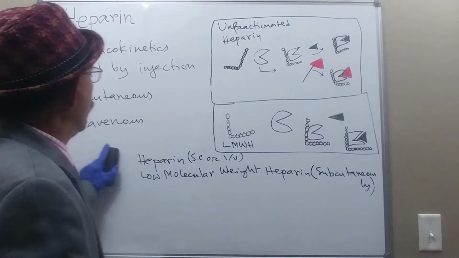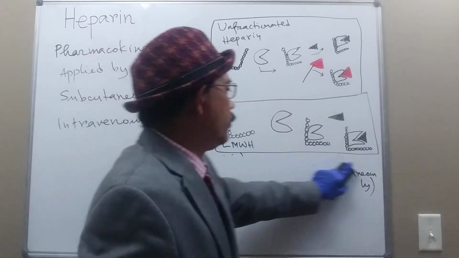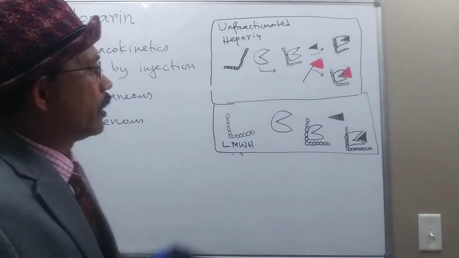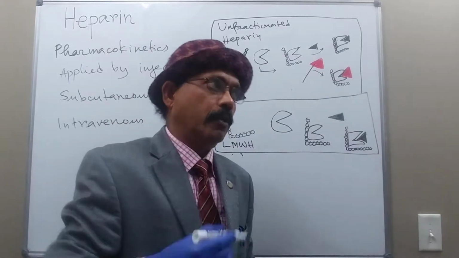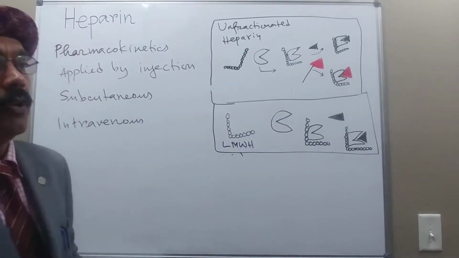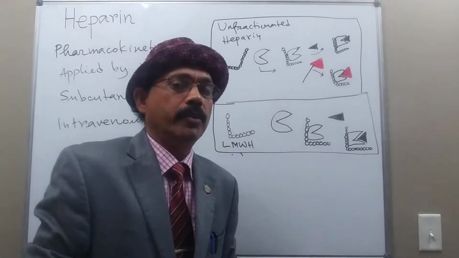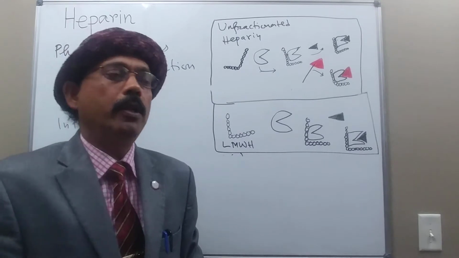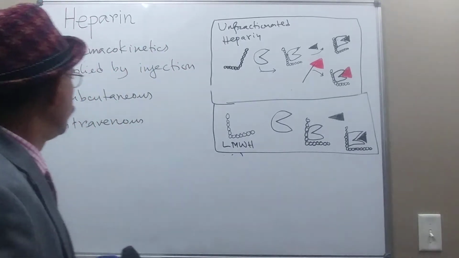Once heparin is in our system, it works very quickly, especially the regular heparin. It starts working within minutes. The half-life of regular heparin is around 2 hours. In case of low molecular weight heparin, it is about 4 hours.